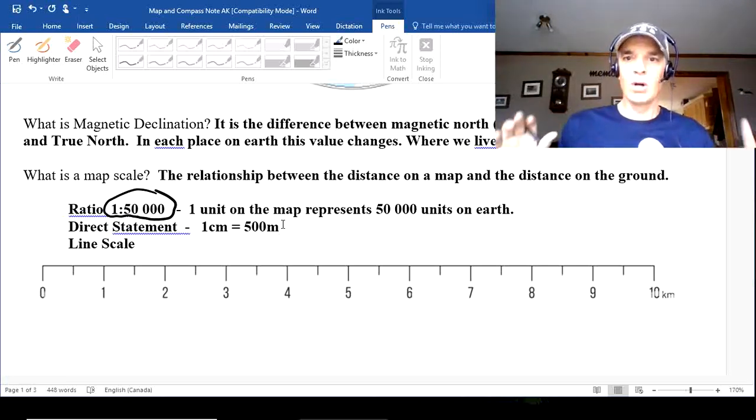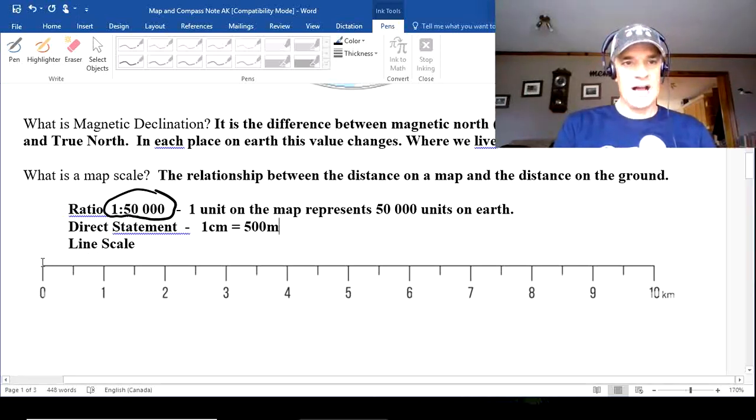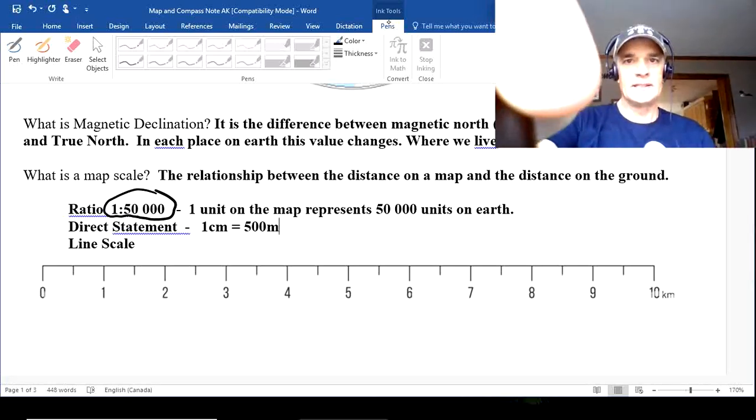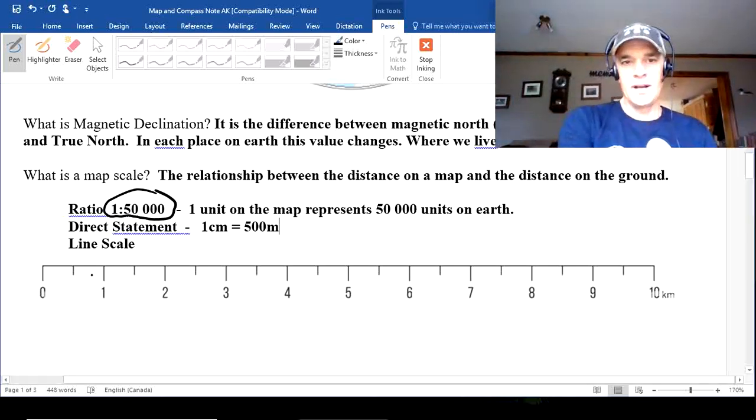It just works better. Now, a lot of people really like what are referred to as line scales. And so here's a good line scale. Okay, line scales are done along the bottom here. This is a good example.